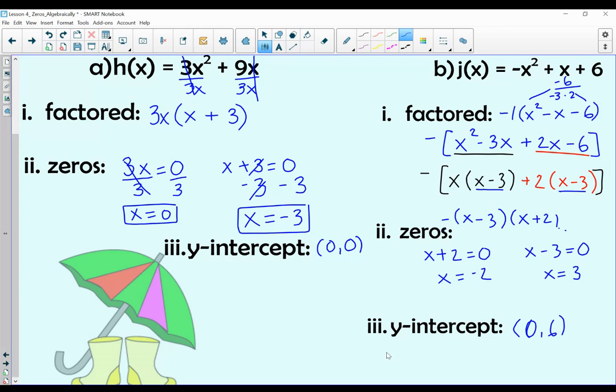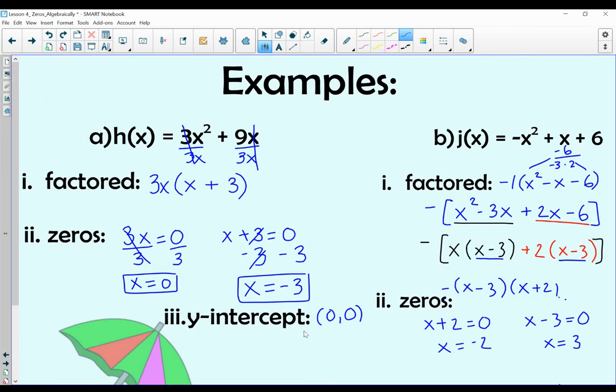All right, so use these examples to do the next 4 practice problems.